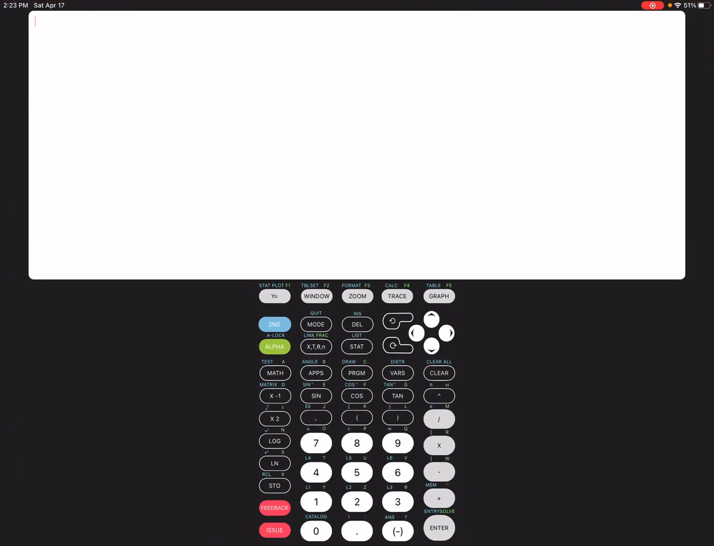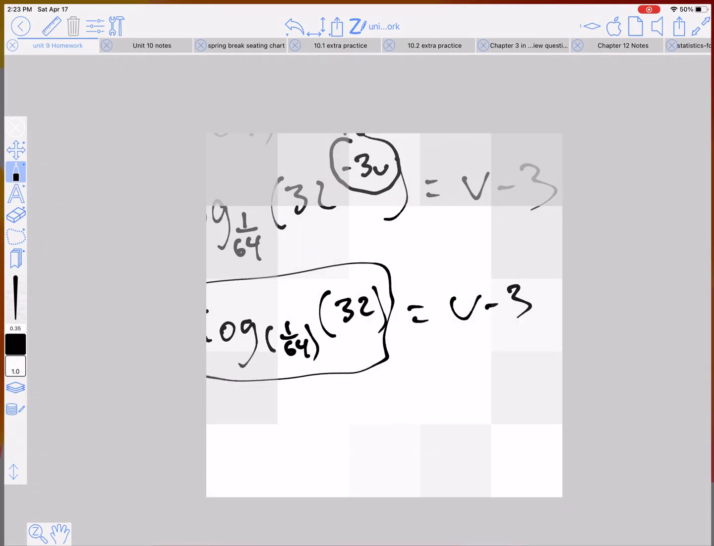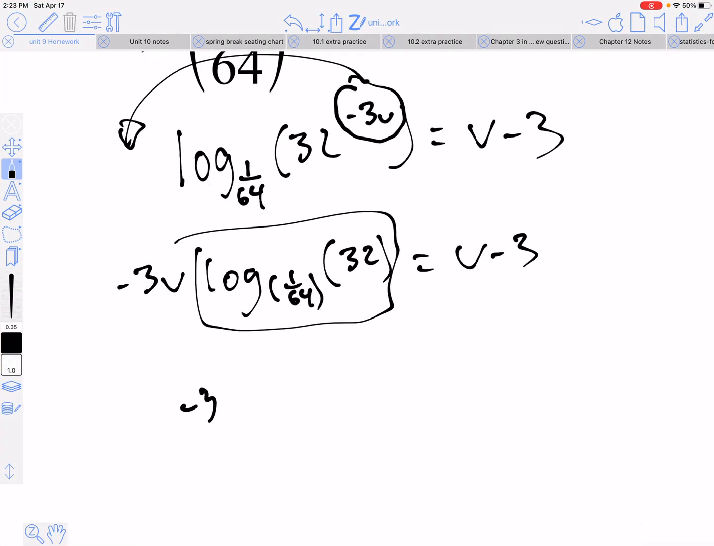So I just do log 32, parentheses, divided by log of 1 divided by 64, and we get negative 0.8333, which I'm going to just change to negative 5/6, because it'll be easier for me to work with fractions. Alright, so negative 5/6, so we have negative 3v times negative 5/6 equals v minus 3.